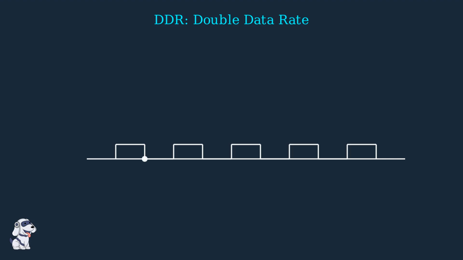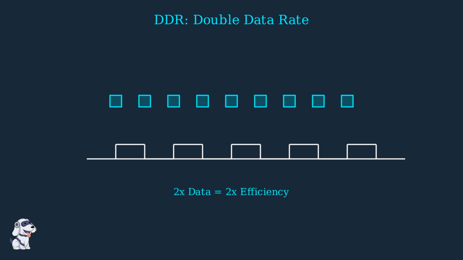Standard memory technology transfers data once per clock cycle on just one signal edge. This is known as single data rate memory. DDR, or double data rate technology, revolutionizes this by transferring data on both the rising and falling edges of the clock signal. By capturing data twice per cycle, DDR effectively doubles the bandwidth without needing to increase the clock speed of the memory itself.